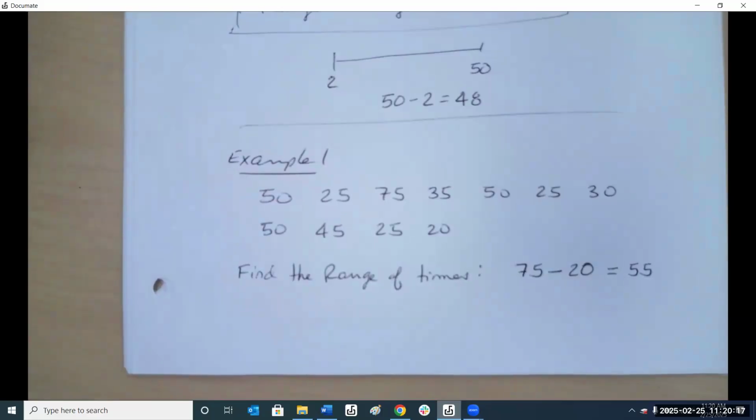Yeah, that's looking at these numbers. These are only two-digit numbers. 55, that's a pretty big range for two-digit numbers. It doesn't tell us much other than that. It just tells us that from the smallest to the largest, it's a big spread of numbers.